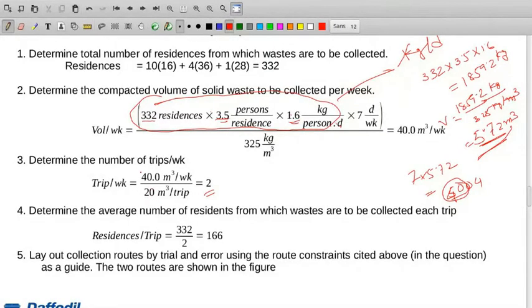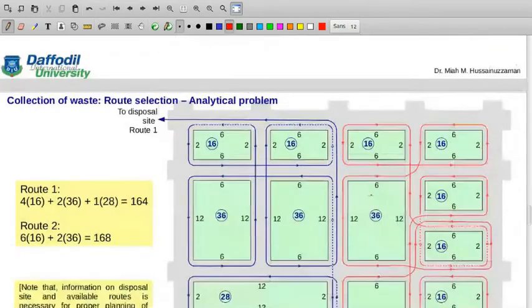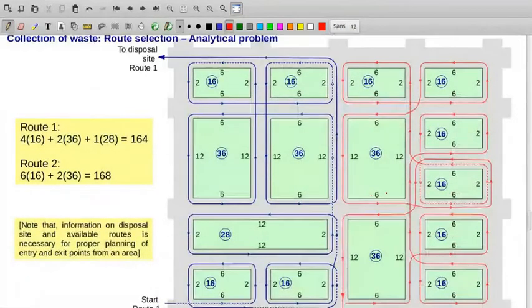Now we have 332 families here. So if we make 2 trips, that means 1 trip will cover half of them. Half of them is 166 families. So for each trip you have to touch 166 families' houses, 166 residences. Well, knowing that, you have to divide them into 166 and 166. But unfortunately, if you consider the blocks, no combination can make 2 equal divisions. You have to divide it by 164, 168.